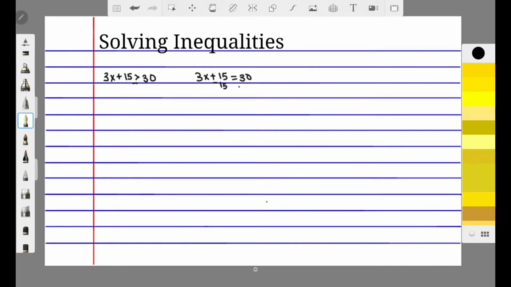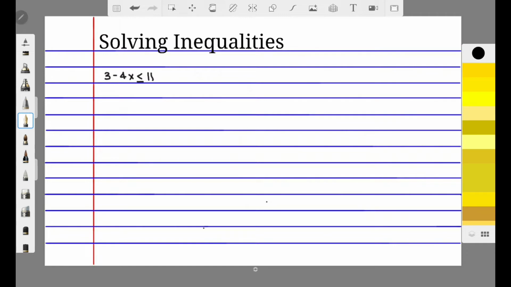First we would get rid of the 15. So it would be 3x is equal to 15, divide either side by 3, and we would get x is equal to 5. So in the same way, we're still solving the inequality with the exact same properties, the division property of equality. However, instead of having an equal sign at the end, we'll have a greater or less than sign. So the solution to this inequality is x is greater than 5.